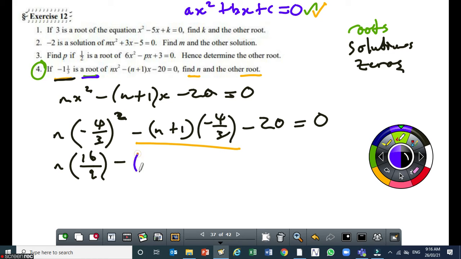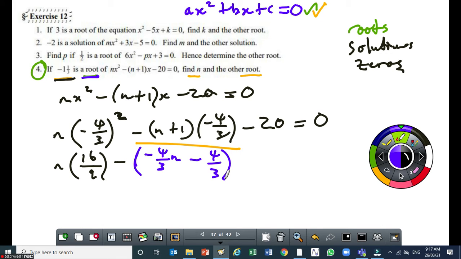I'm going to use a different color because this part is very important. You can easily make a mistake there. So I'm going to multiply the n by minus 4 over 3, and I'll get minus 4 over 3n. The 1 by minus 4 over 3, I'll get minus 4 over 3. And I'll put that in brackets. Okay? I have taken into account this minus here.